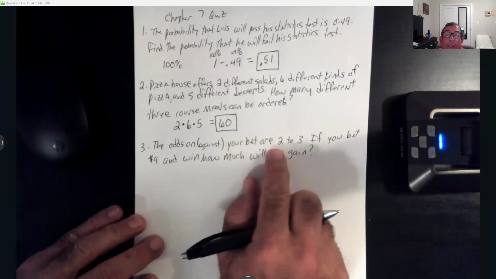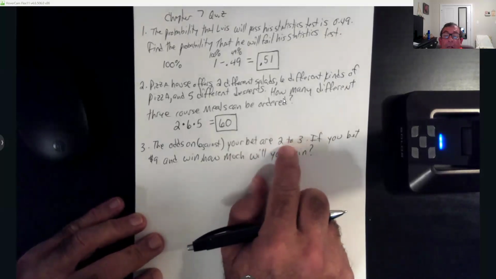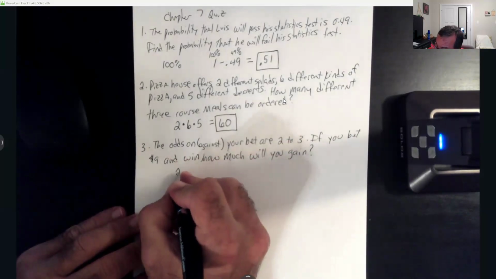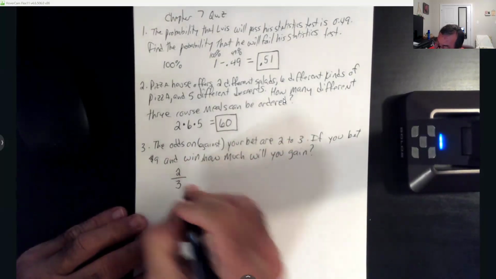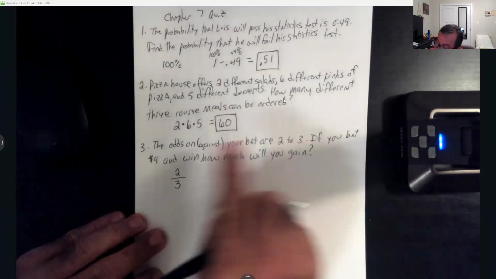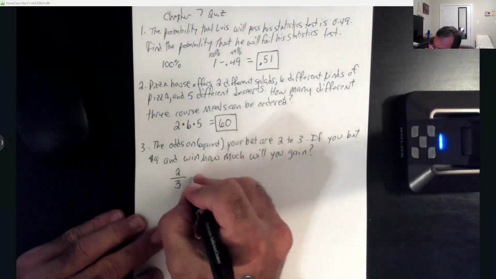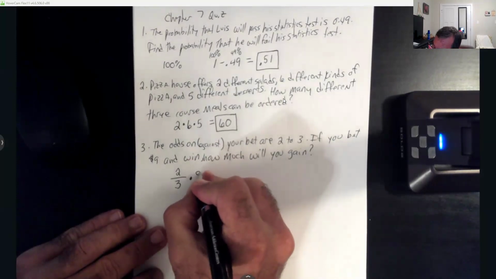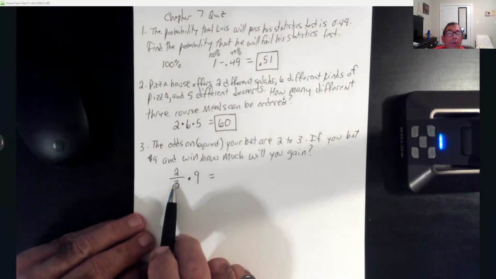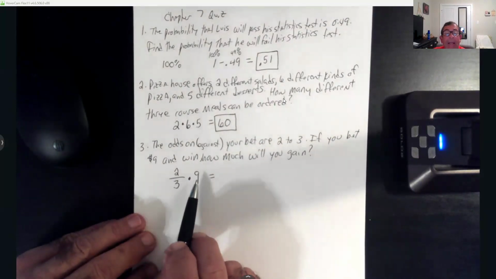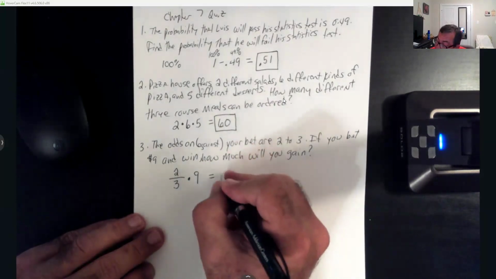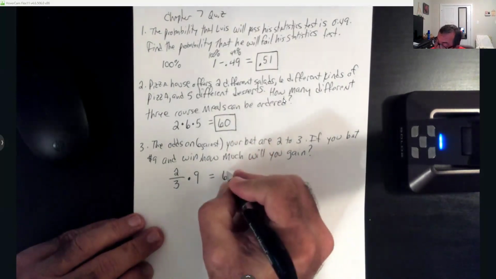All right, y'all. So the trick on these, when they're giving you these odds on, this 2 to 3, you can write it like a fraction. So it'll be like 2 out of 3. So 2 to 3. And then you take that and multiply by what you're betting. So you're betting $9. So you take 2/3, which is your odds on your bet, multiply by the 9. If you multiply 2/3 times 9, you'll end up with 6.